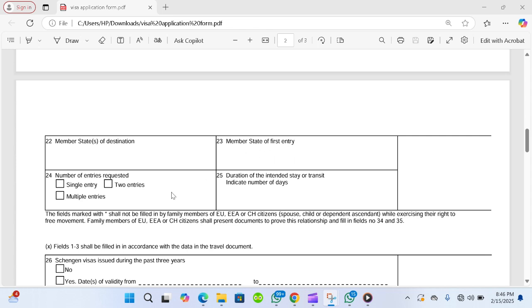Number 24, number of entries requested. Here, just go ahead and select single entry. Number 25, duration of the intended stay or transit. Indicate number of days. You are expected to indicate how long you'd be staying, and you can know this by your course duration. If your course is 2 years, 3 years, you just do the calculation and write the number of days.